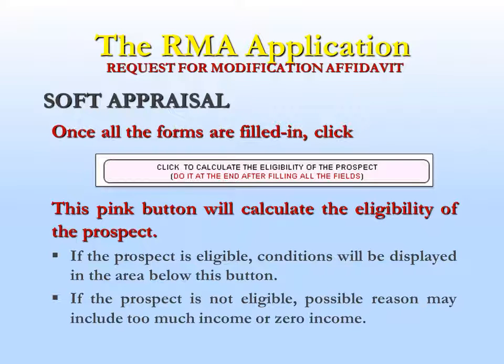Once all the forms are filled in, click Calculate the eligibility of the prospect. This pink button will calculate the eligibility of the prospect. If the prospect is eligible, conditions will be displayed in the area below this button. If the prospect is not eligible, possible reasons may include too much income or zero income.